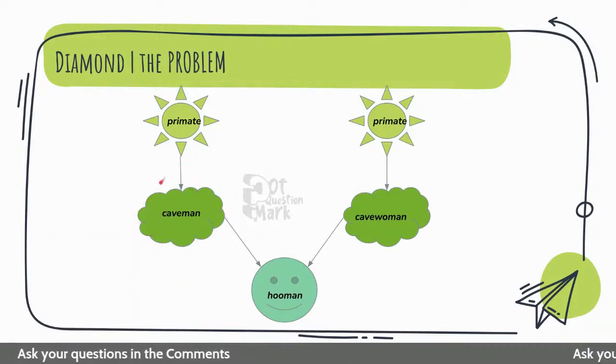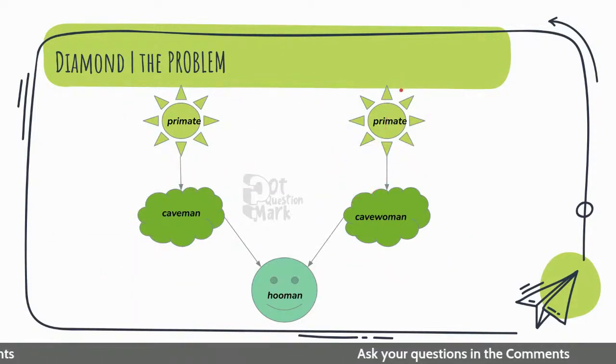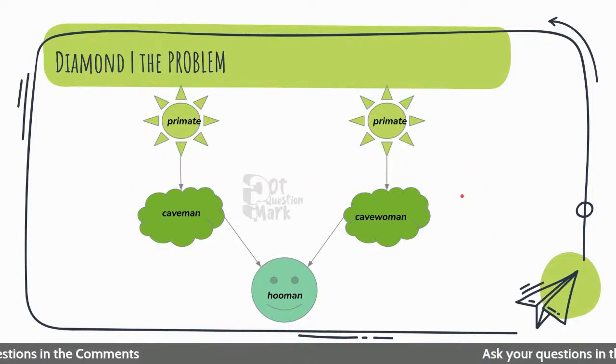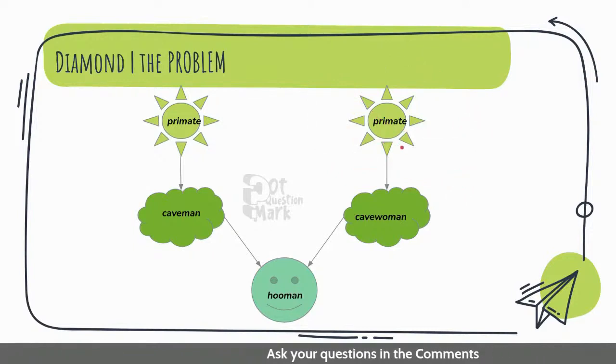Now, caveman is dependent on primate, and cavewoman is dependent on primate as well. So this is, guys, what is happening right now. Two copies of primate are formed, one serving caveman and one serving cavewoman. That is causing ambiguity, and ambiguity basically means confusion.